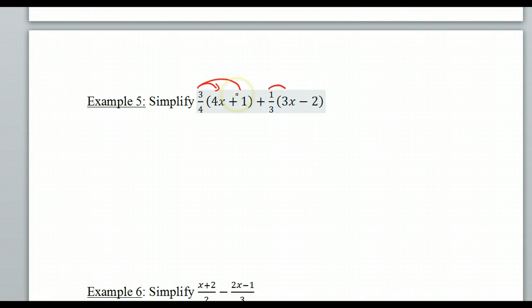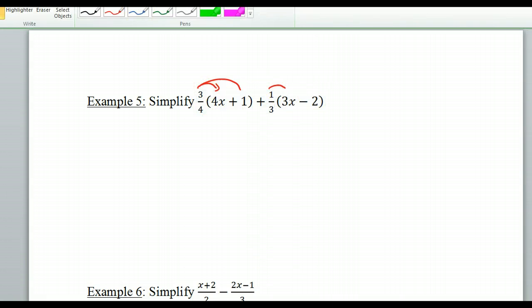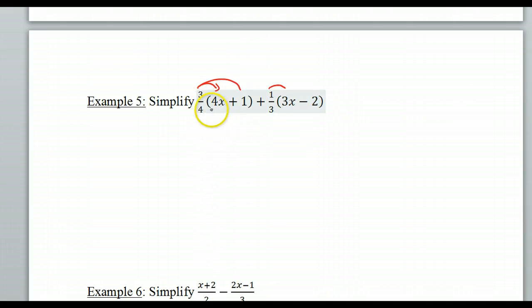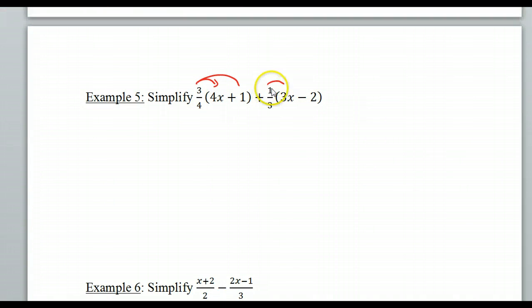Distribute here, and here we go. I have 3/4 times 4x. So 3/4 times 4x, the 4's are just going to cancel out, and I'm going to be left with 3x here. And then 3/4 times 1, that's just going to be 3/4.